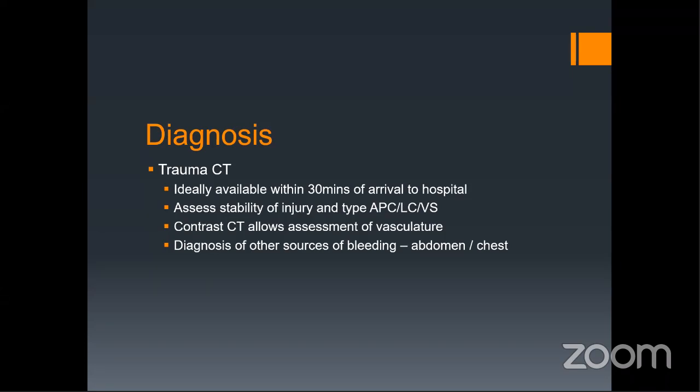But the other thing that the trauma CT will allow you to do is diagnose where else they might be bleeding from, because it can be very easy to get caught up in the fact they have a pelvic fracture and therefore that's the only injury. Whereas once you know that they have a chest injury or abdominal injury, it may be the pelvic fracture is the least of your concerns.